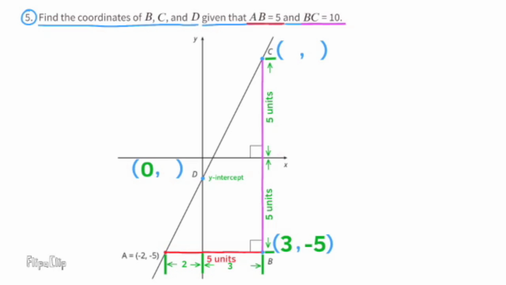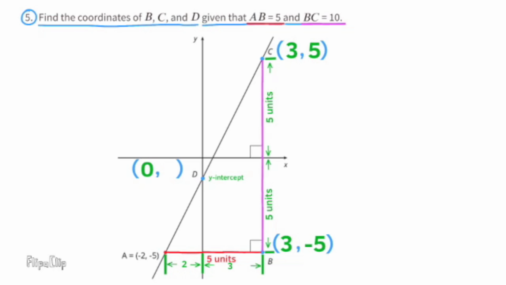Since the line BC is 10 units and the y value for point B is negative 5, we know that the y value for point C will be positive 5. The x value for point B is 3, and the x value for point C will also be 3. And that leaves us with the missing y value for point D.